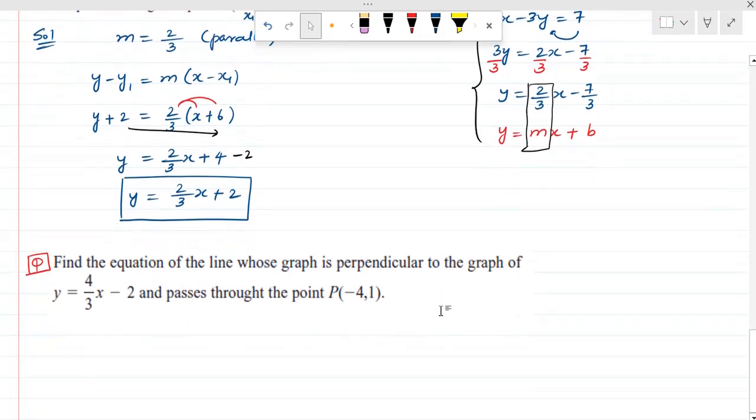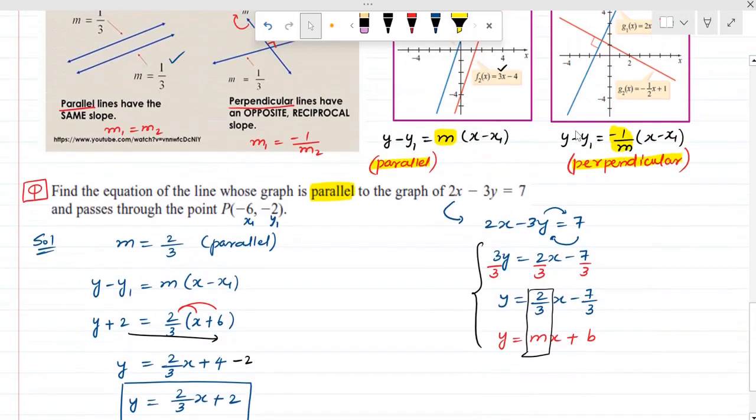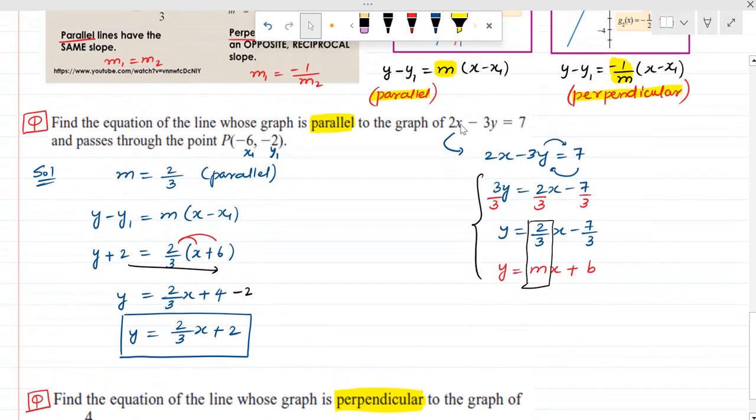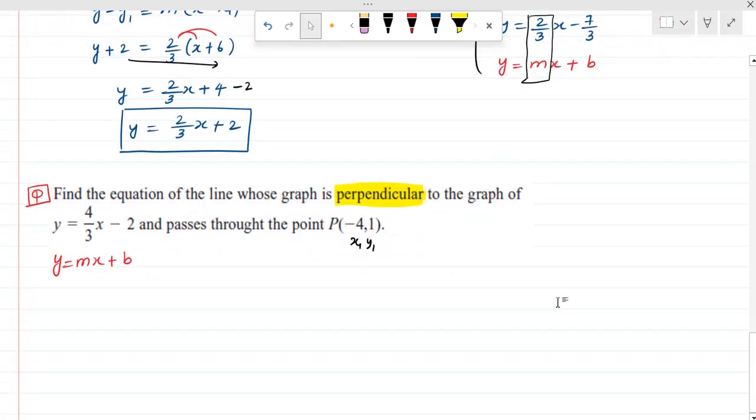Now similarly here there is only one sentence changed, that is perpendicular, and by the way this must be given in the question. Without this you cannot judge which rule you have to use, right? So it will be mentioned in the question. As usual, here this is x1, y1. And the m value is given directly in the y equals mx plus b format. But in the last problem, if you see, it is not given in the standard format. We will reduce it into the standard format. But here our work is very easy.